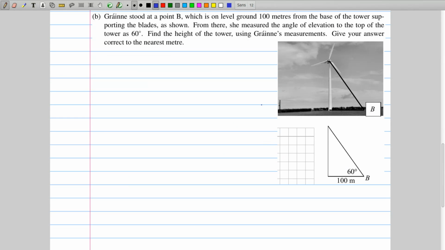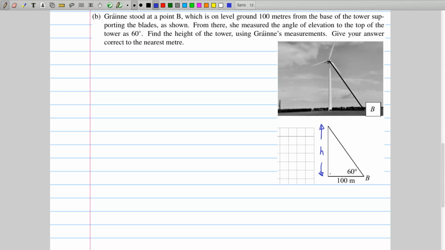In part B, we're told about Grones, who's trying to measure the height of this wind turbine. We're told about some measurements that she takes. She knows she's 100 meters away from the base of the wind turbine, and she measures an angle of 60 degrees from the ground up to the top of the wind turbine. And what we have to find is this height.